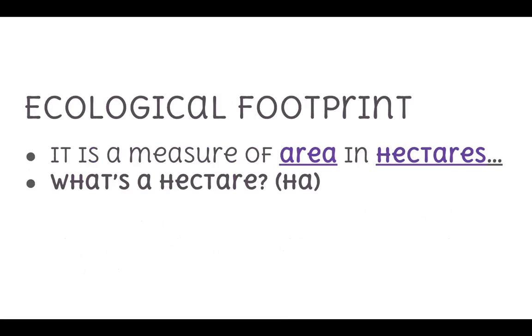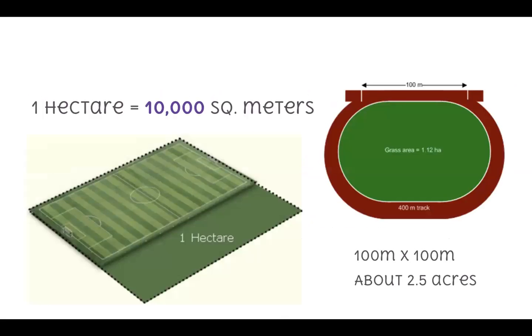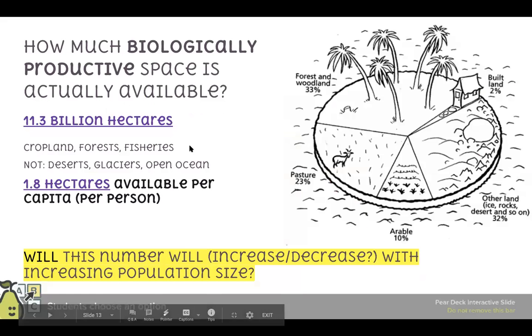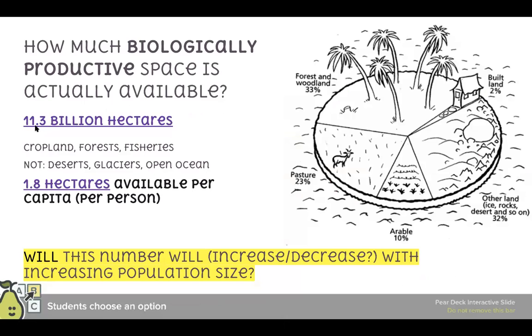This is going to be measured in hectares. And what is a hectare? This is going to be the size of a football field, the size of a 400-meter track, so about 10,000 square feet or 2.5 acres. That is what it's measured in. But there's about 11.3 billion hectares available in the world today.